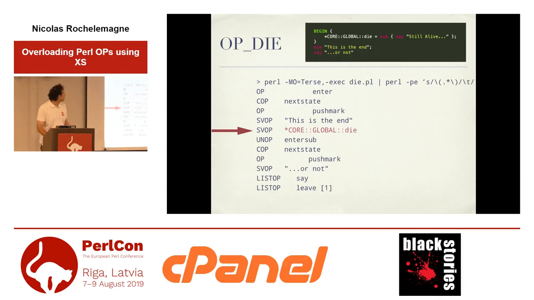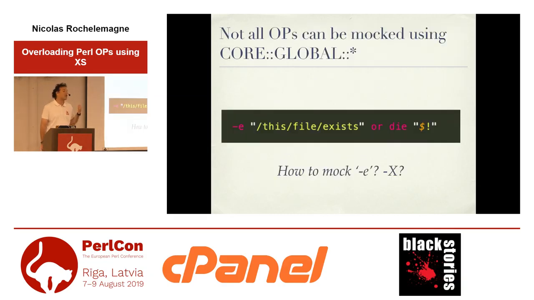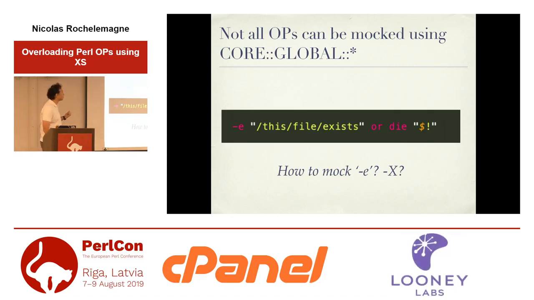One of the most common ones is simply -x, -e, -f, whatever you want to do for a file check. There is no way in Pure Perl to mock this function. And sometimes it can be useful. We'll see why and what kind of usage we can do for that. But to mock -e there, I'm not aware of a single way to do it in Pure Perl. So let's try to see what we can do.